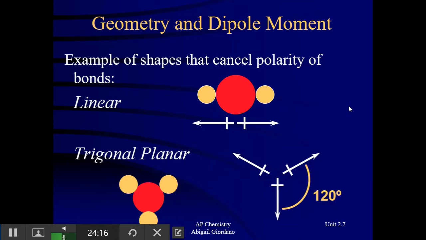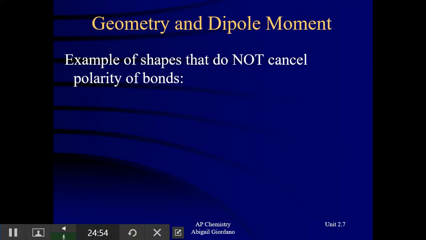Trigonal planar is another shape that can cancel the polarity of the bonds. Now, of course, guys, this is assuming, and it even says this on your chart, that the terminal atoms are all the same element. If any one of your terminal elements is something different, then it's automatically a polar molecule. But assuming that the terminal elements are the same, trigonal planar is a shape that would cancel out the polarity and would result in a non-polar molecule.